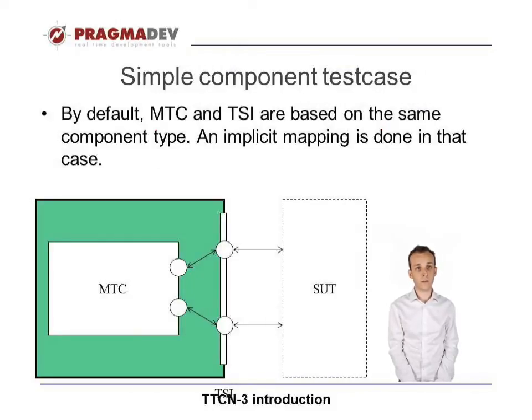Here is an architecture example for a simple test case with only one component. As said before, this component is the main test component. There is also the TSI, which plays the role of interface between the MTC and our system under test. If nothing is specified, the TSI is built on the same component type as the MTC, meaning that the two have the same ports. In that case, an implicit mapping is done between the equivalent ports of our two components.